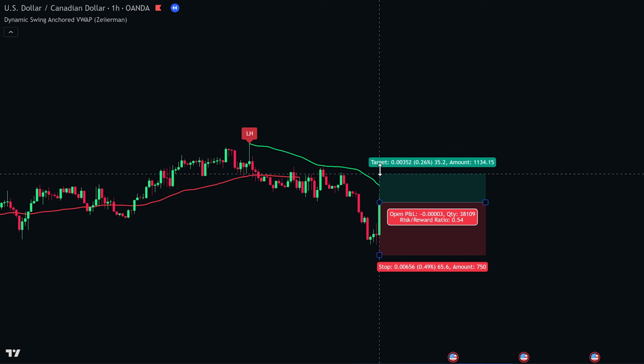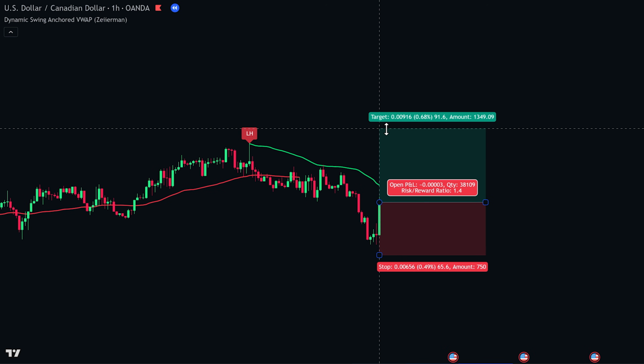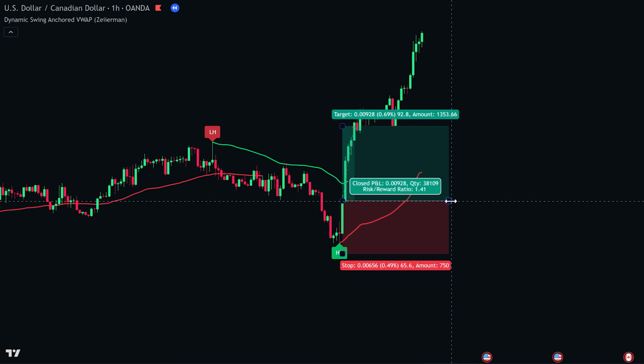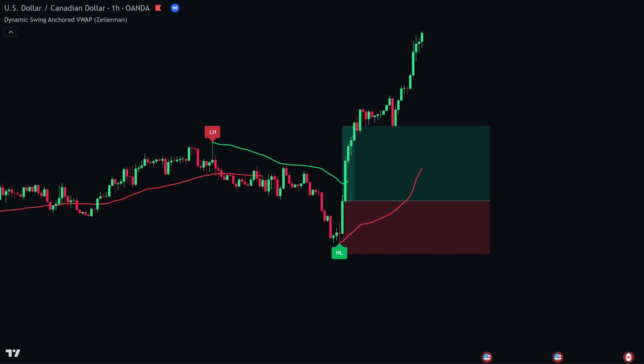The first target is VWAP itself or above the VWAP line, since that's the fair value magnet. This trade is quick and best for scalps. You're not chasing trends, just fading an overextension back to balance.